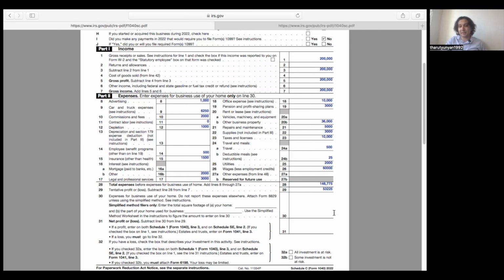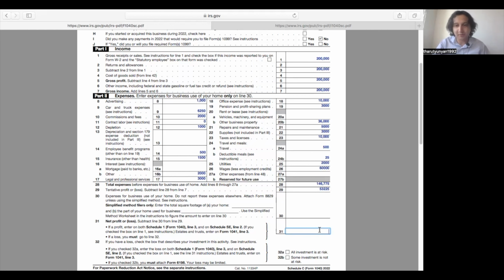But in this case, the bakery is not using its house, and just because sometimes you may do some work at home, that generally doesn't qualify as a business use of a home, right? So that's why we'll say 0. So the net profit will be just as much as the tentative profit.